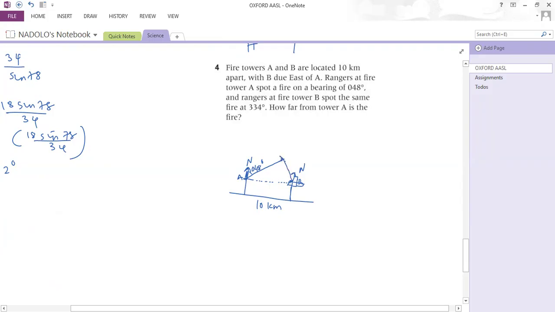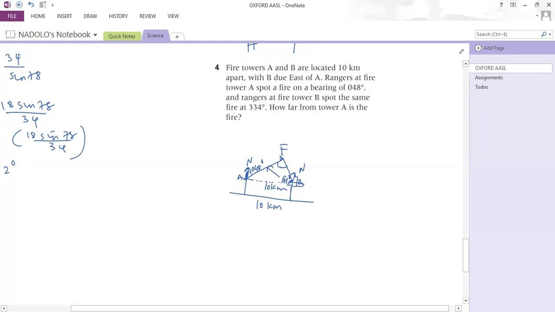They should at least spot the same fire. So this angle here is 64 degrees. And remember, this is 10 kilometers. Then this is where the fire is. So how far from tower A is the fire? We need length AF. So we'll need this angle here, because we have the 64 degrees pointing at AF.